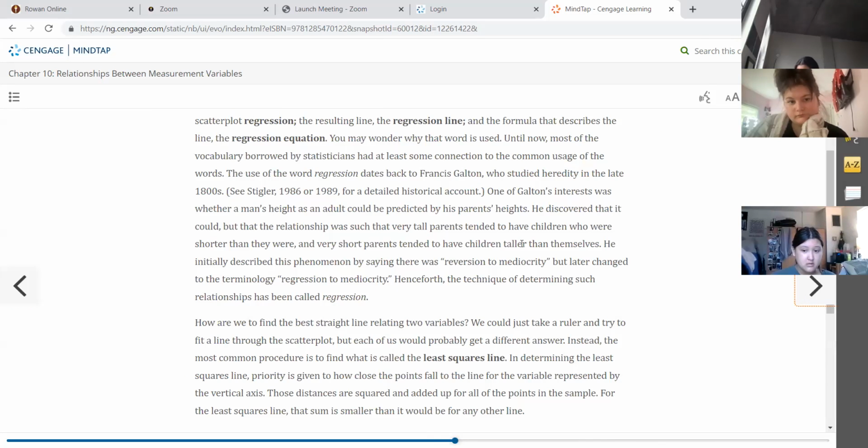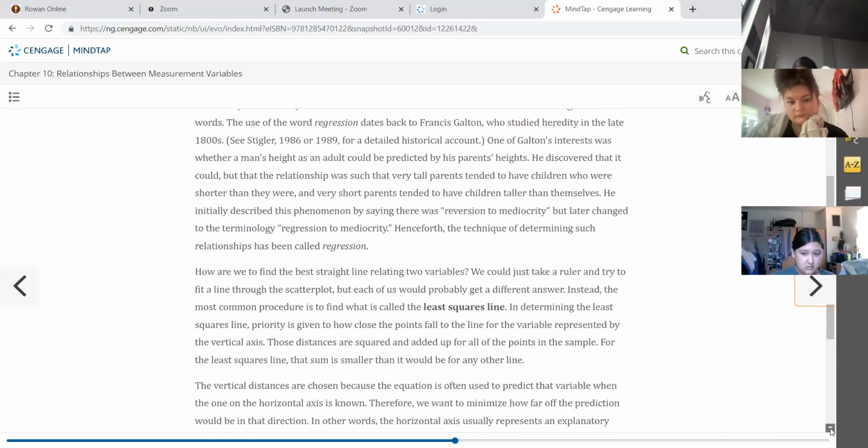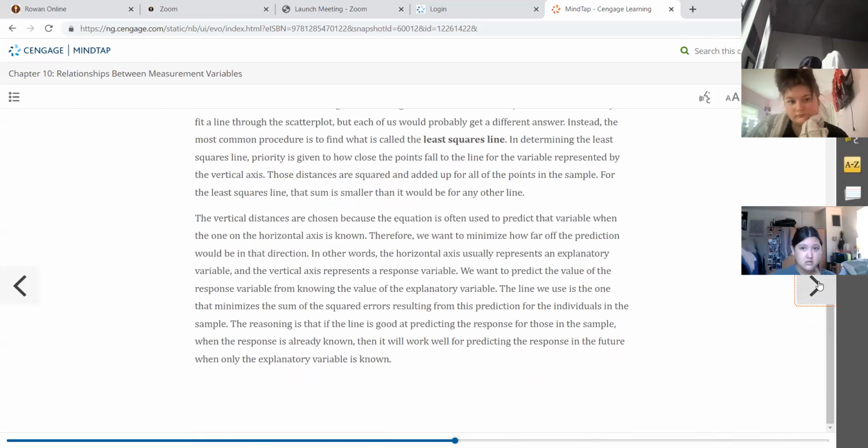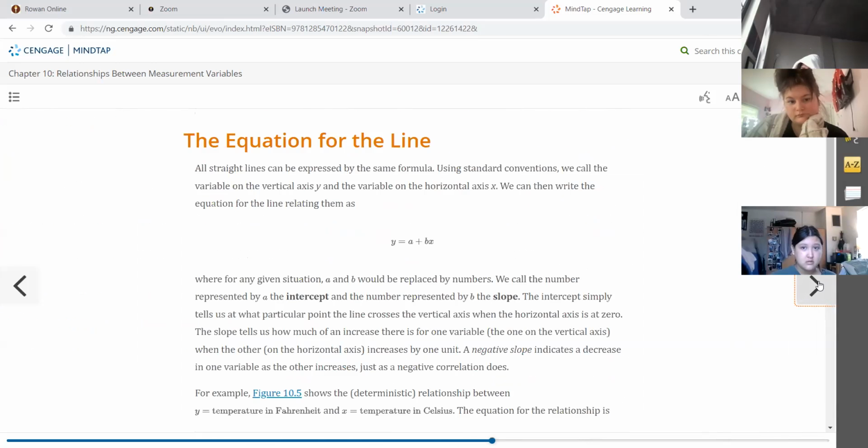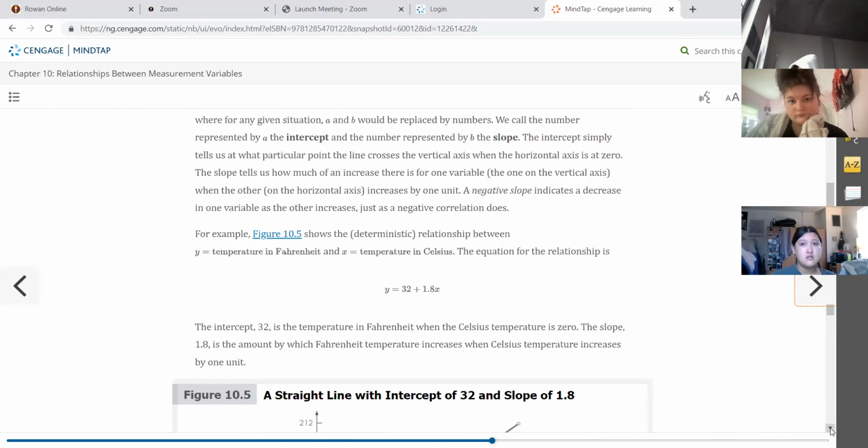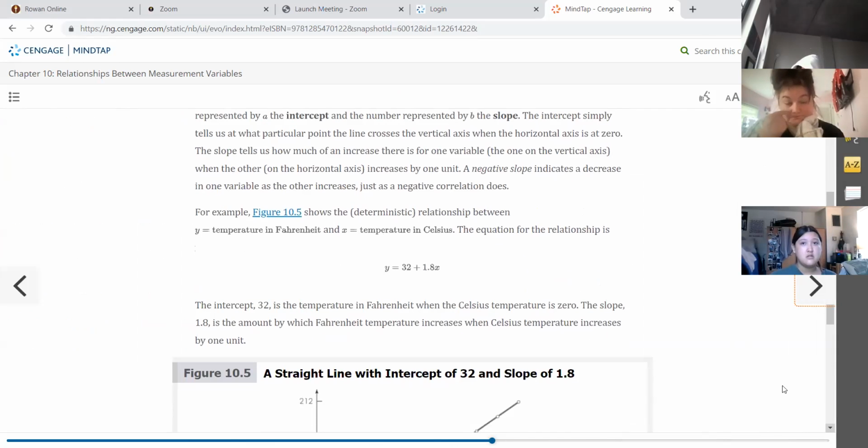But anyway, regression line, line of best fit, least squares line is another name for the same line that best fits the scatter plot. Typically it's y equals a plus bx in this book, where b is the slope and a is the y-intercept. Okay. Here's an example, 32 plus 1.8x.